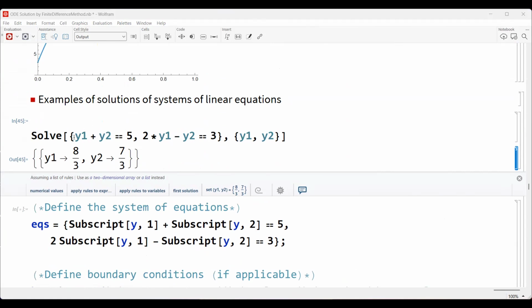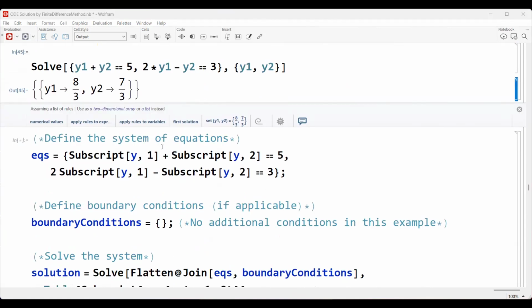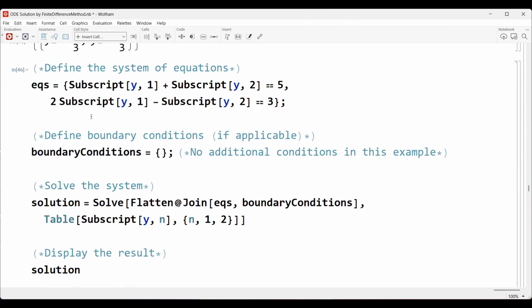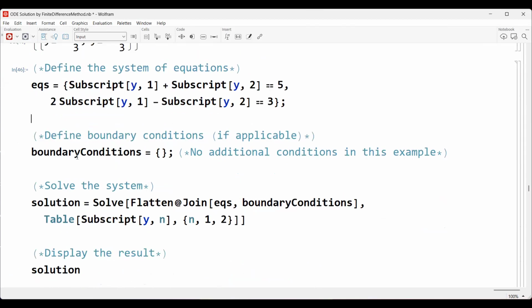For example, here we solve the system of linear equations y sub 1 plus y sub 2 is equal to 5, and 2y1 minus y sub 2 equal to 3. The solution here is y sub 1 equal to 8 over 3 and y sub 2 equal to 7 over 3. We can also solve this using the other command here. Y sub 1 plus y sub 2 is equal to 5, and 2 times y sub 1 minus y sub 2 equal to 3. We have no additional boundary condition in this example.